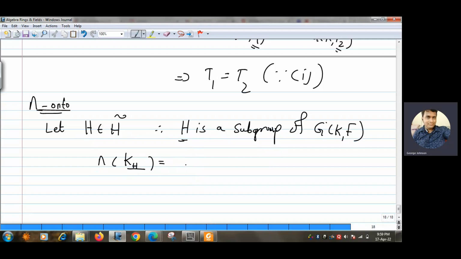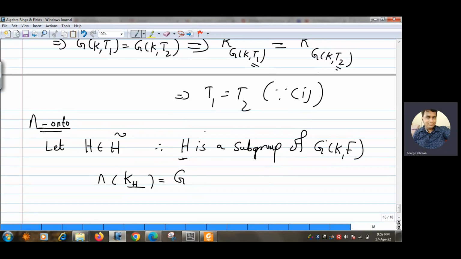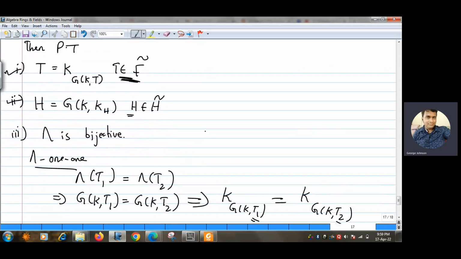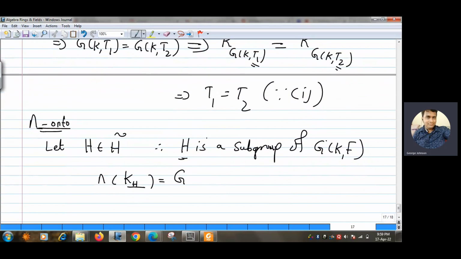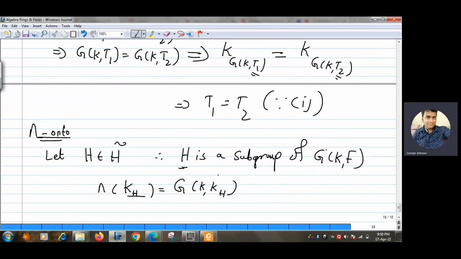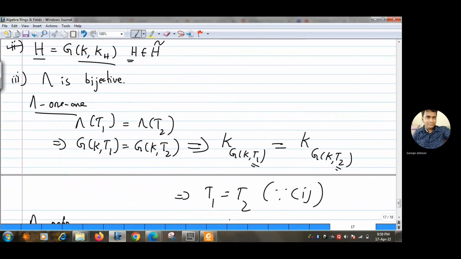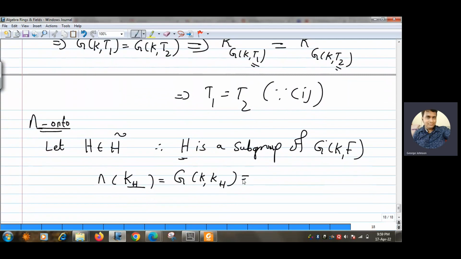So lambda of KH, by definition, what is it? How is lambda defined? It is defined as GKT, right? Lambda of T is GKT. So lambda of KH is GKKH, right? And what is GKKH? We have just now observed that GKKH is the same as H. So what have I proved? Whenever I start with an element of codomain, I can construct an element of domain whose image is H.